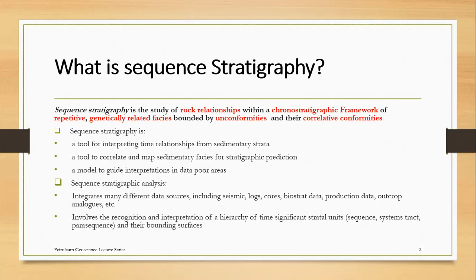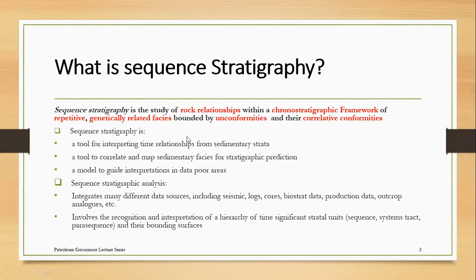And then sequence stratigraphy is repetitive, in other words, you can actually predict from one place to the other. The sequence occurs and repeats again, occurs and repeats again. And it is basically genetically related strata, that's strata of similar origin, that are bounded by unconformities. Unconformities will be the surfaces bounding them, or they are correlative conformities. I will explain this further in the presentation. I will show what I mean by correlative conformity.